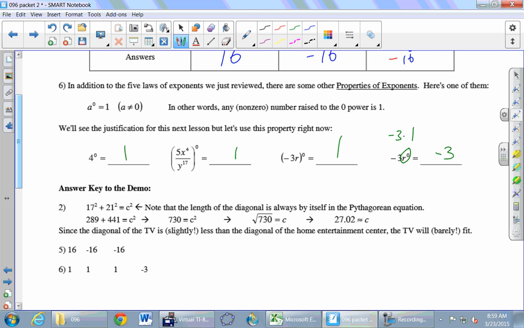Okay, so the activity starts on the next page. Let's see if we can get through all of these different properties of exponents. You'll start with a Pythagorean theorem example.